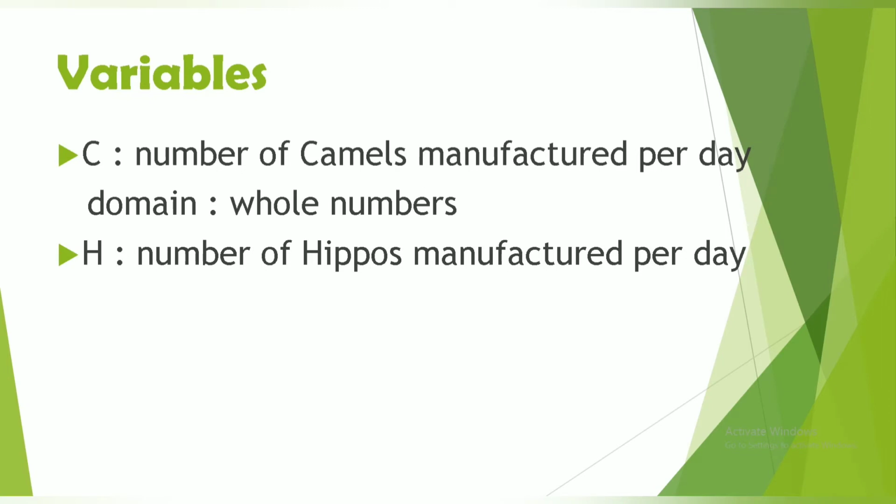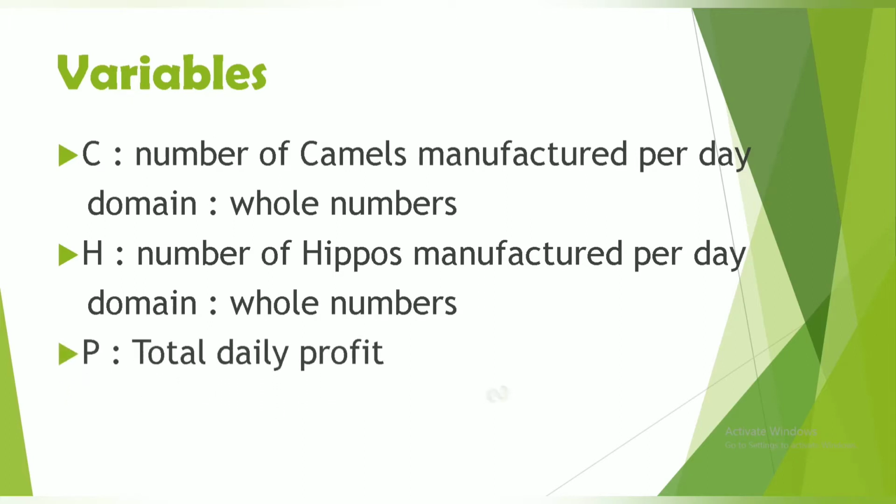H is the number of hippos manufactured per day, and the domain is also whole numbers. Both of these are independent variables for this case, since they are at the same level. So the number of camels and the number of hippos are independent variables. The dependent variable will be P, the total daily profit. We are looking for the greatest possible profit that we can gain from producing these two models.